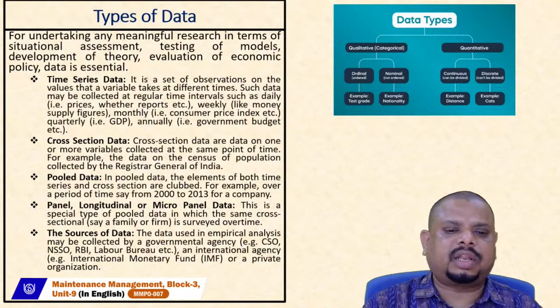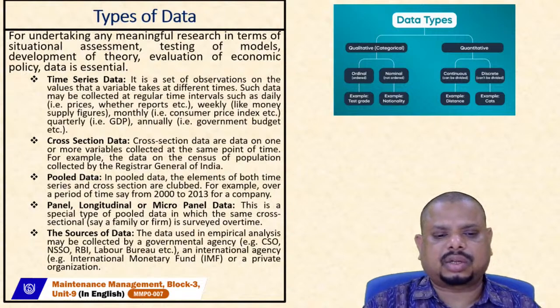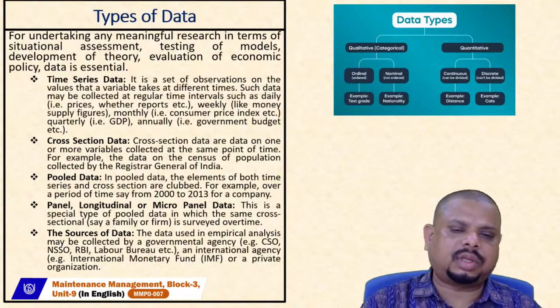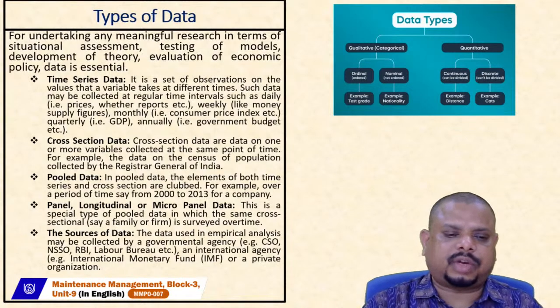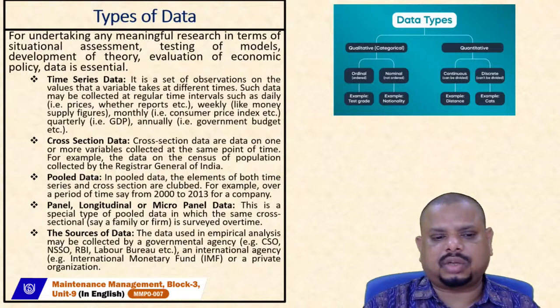The third type of classification of data is known as pooled data. In pooled data, elements of both time series and cross-sectional data are combined. For example, over a period of time, say from the year 2000 to 2030 for a company, the pool would range over those years for a specific company to estimate the different elements, and the cross sections are combined.